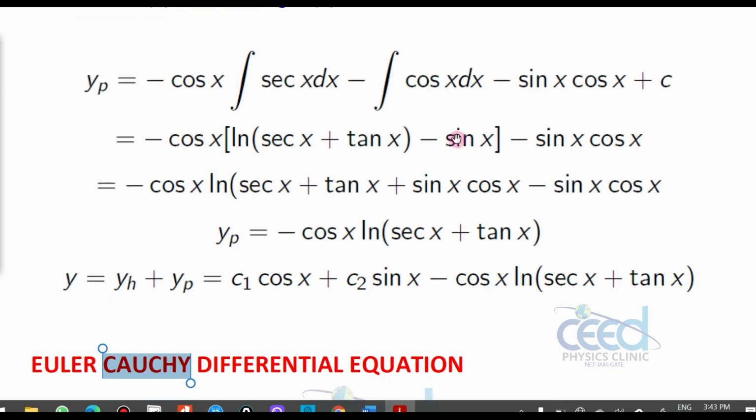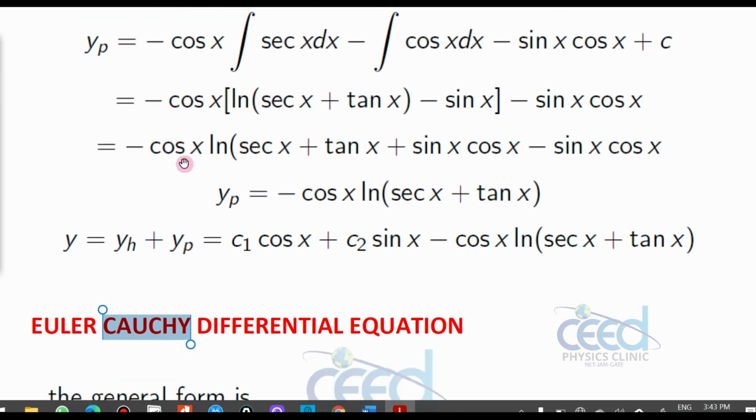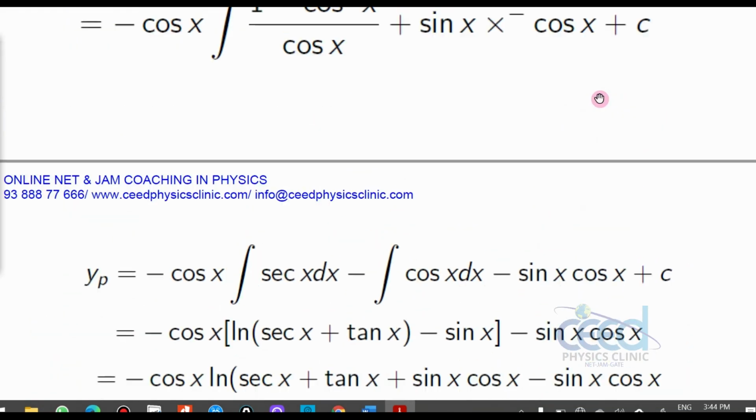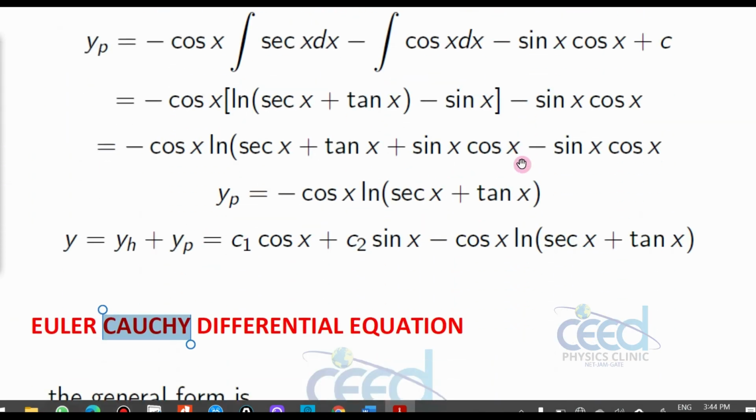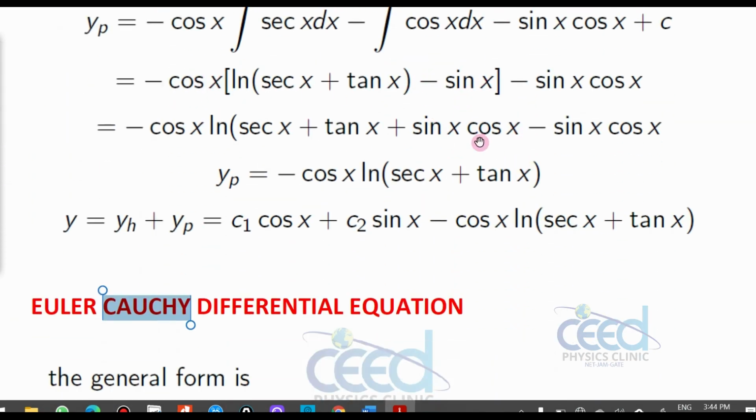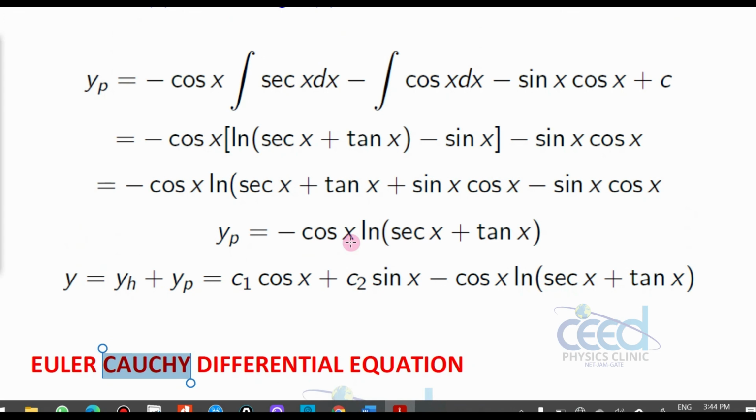Okay, now I am going to multiply this minus cos x into log sec x plus tan x. Here minus cos x into minus sin x, that is plus sin x cos x. Here we have a sin x, minus sin x cos x, right? So we have a negative term here, so that will cancel out. This minus sin x into minus cos x, that is sin x cos x, so these terms will cancel. So the particular integral is minus cos x into log sec x plus tan x.